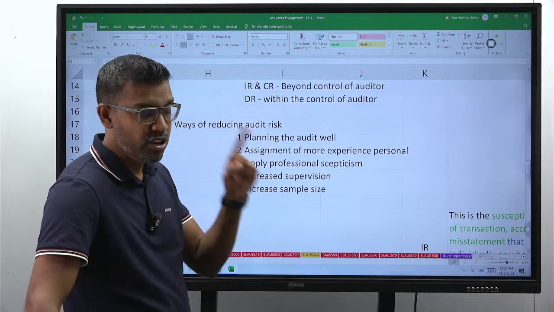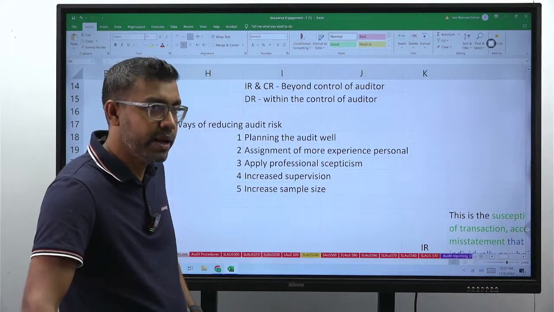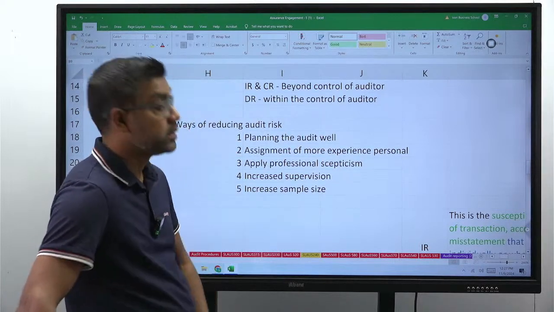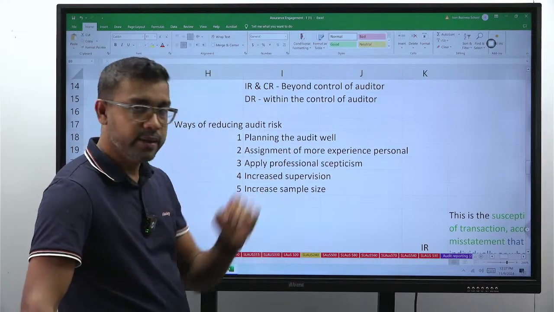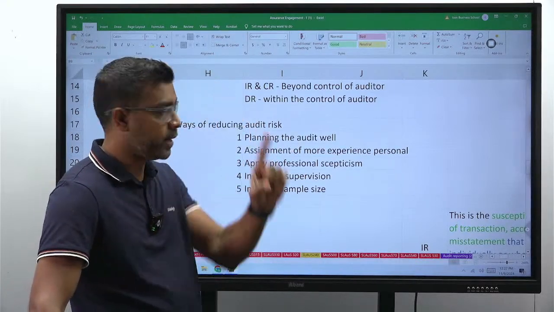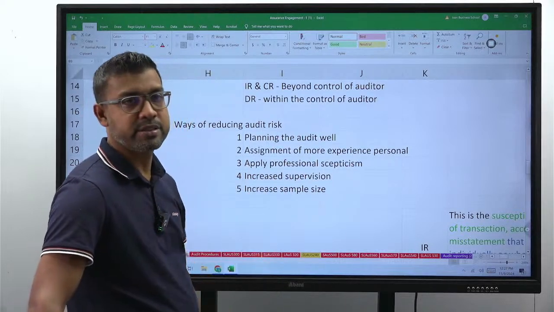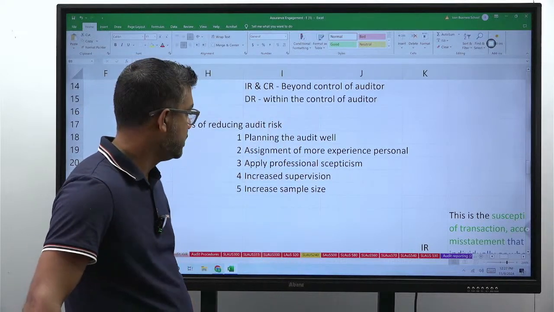Being alert, a questioning mindset. Don't look at everybody suspiciously. It's not that the man making tea in the canteen is a thief, the security is a thief, the petty cashier is a thief. Be alert, use a questioning mindset as and when appropriate. Apply professional skepticism throughout the audit to reduce detection risk.